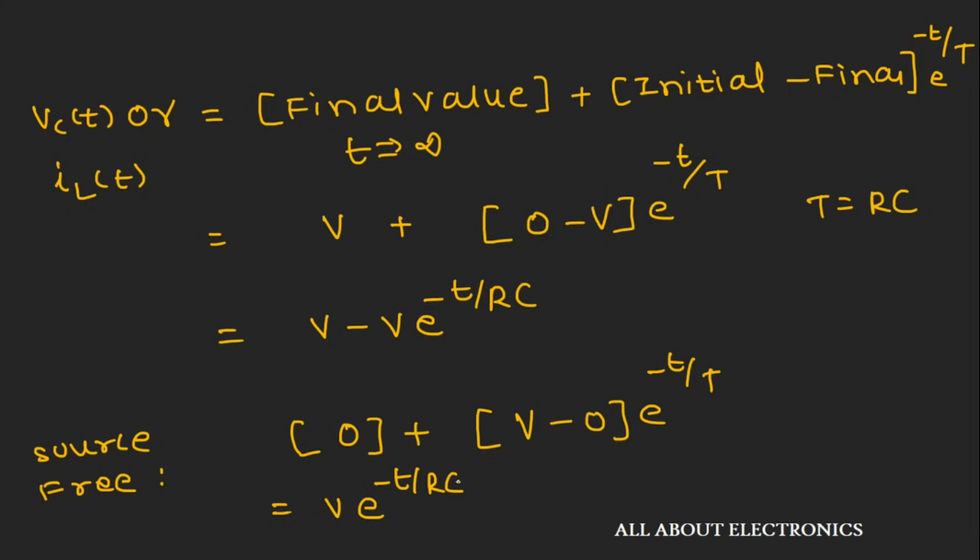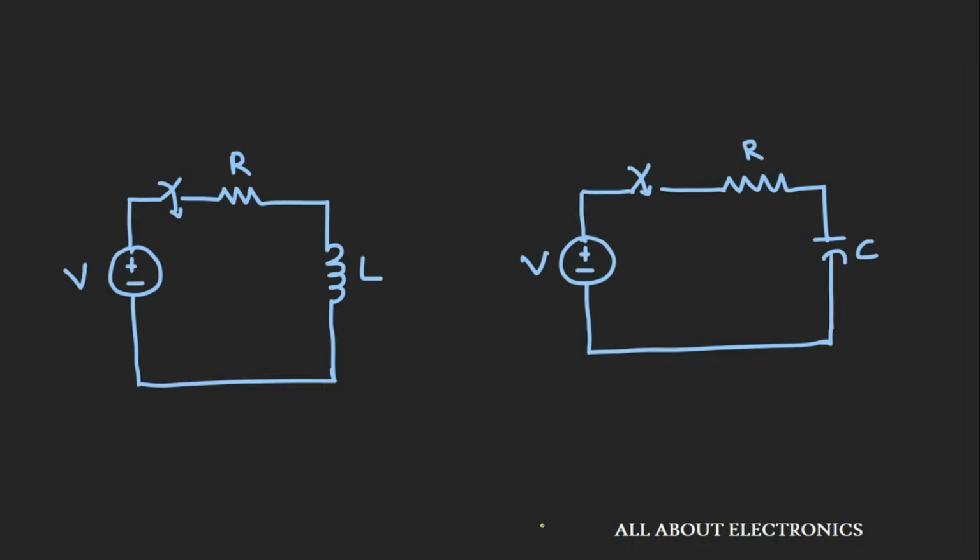So in this way, using this equation, you can easily find the value of either the capacitor voltage or the inductor current in a very short time. So far, in whatever circuits we have discussed, we have assumed that the circuit contains only a single resistor and one reactive element, either an inductor or a capacitor. But it might happen that your circuit contains more than one resistor. Let us take one example.